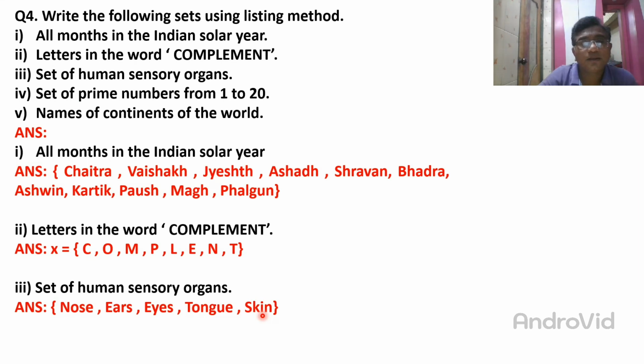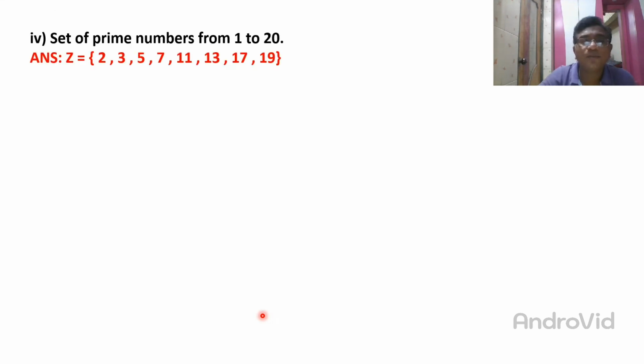Okay. Then the set of prime numbers from 1 to 20. So Z is equal to the set of prime numbers. Prime number I already explained: a number which is divisible by 1 and itself is called a prime number. And all of my dear students, remember that 1 is not a prime and not a composite. Many students write that 1 is a prime number, but remember that 1 is not prime, not composite. Is that clear? So we start from 2.